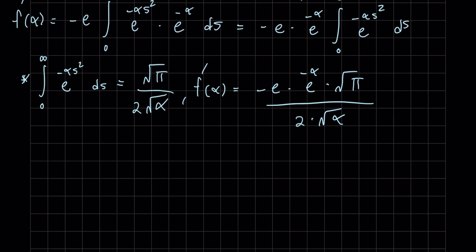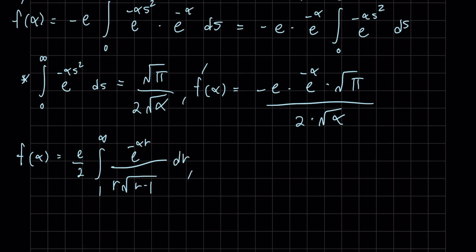So plugging in here, we're going to have f prime of alpha is negative e times e to the negative alpha times the square root of pi divided by 2 times the square root of alpha. And recall we said f of alpha was e over 2, the integral from 1 to infinity e to the negative alpha r over r times the square root of r minus 1 dr. And notice f of 1 is the integral we want, and f of infinity, as alpha approaches infinity, this entire integral will be 0.